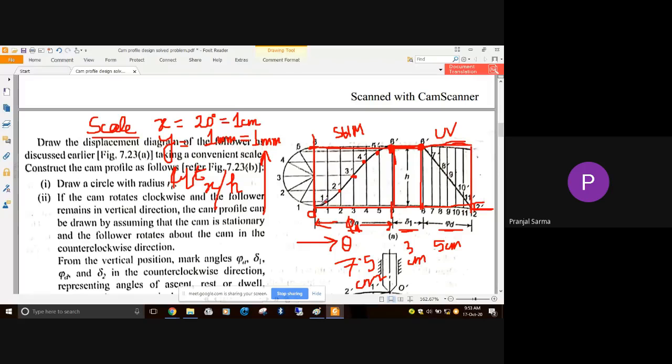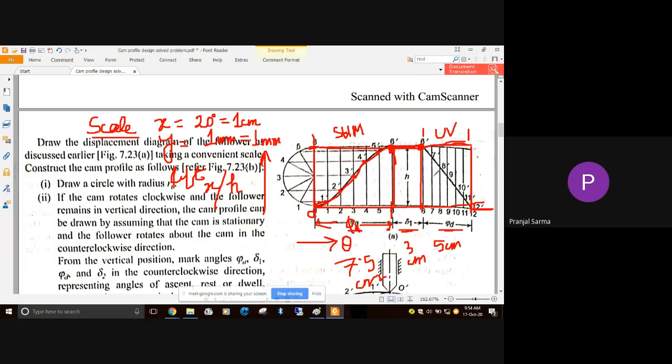Now in the ascent stroke, as we have already denoted the points, mark the points 1 dash, 2 dash, 3 dash, 4 dash, 5 dash, 6 dash accordingly, and join them freehand with a smooth curve from the starting point. If you join the line, this gives you the curvature. After this you just darken it.